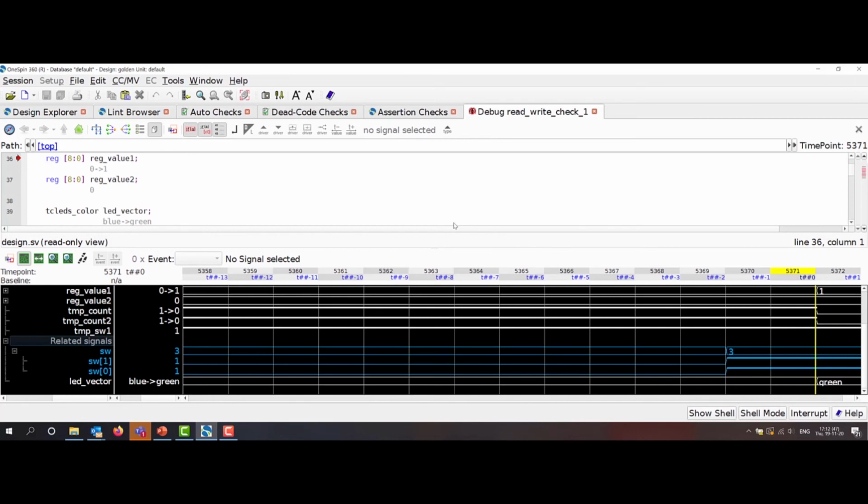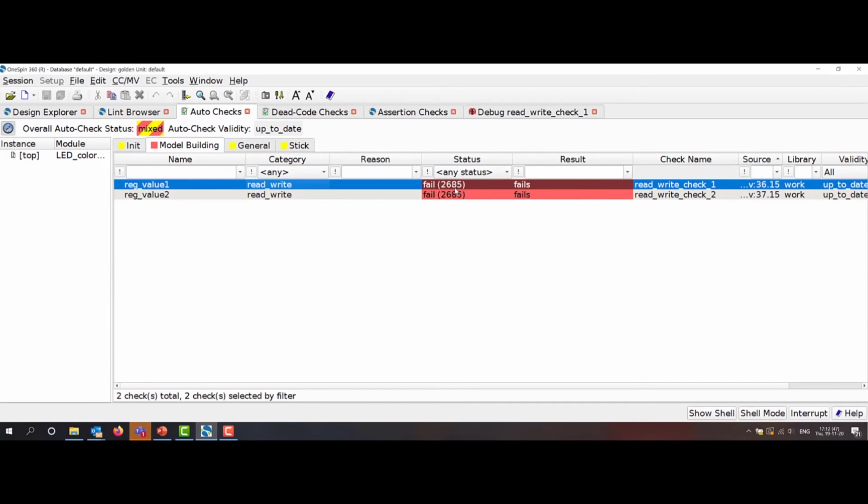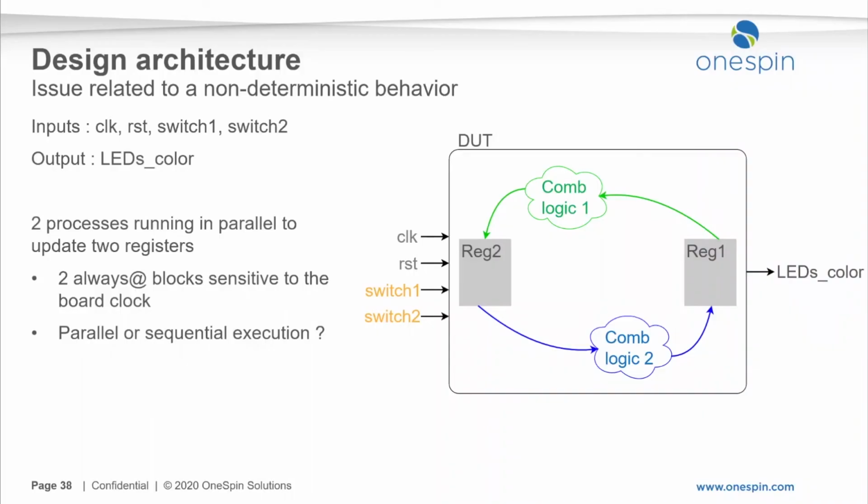And OneSpin has identified this, as you've seen, within seconds, and with a very deep fail. Okay, and moving back to the slides now.